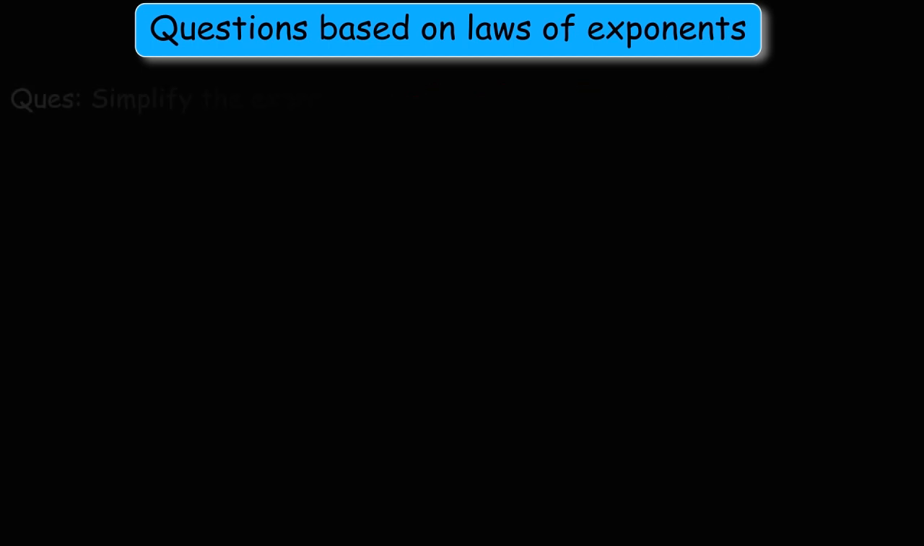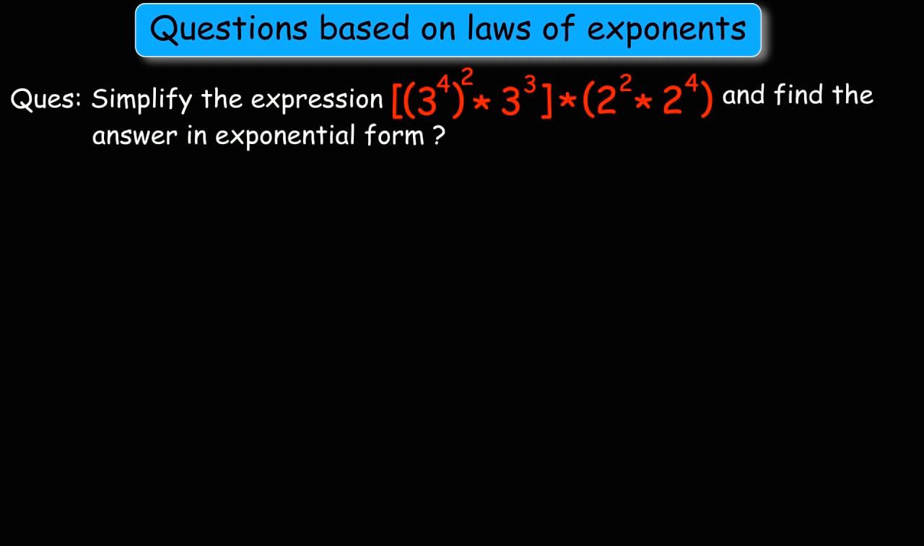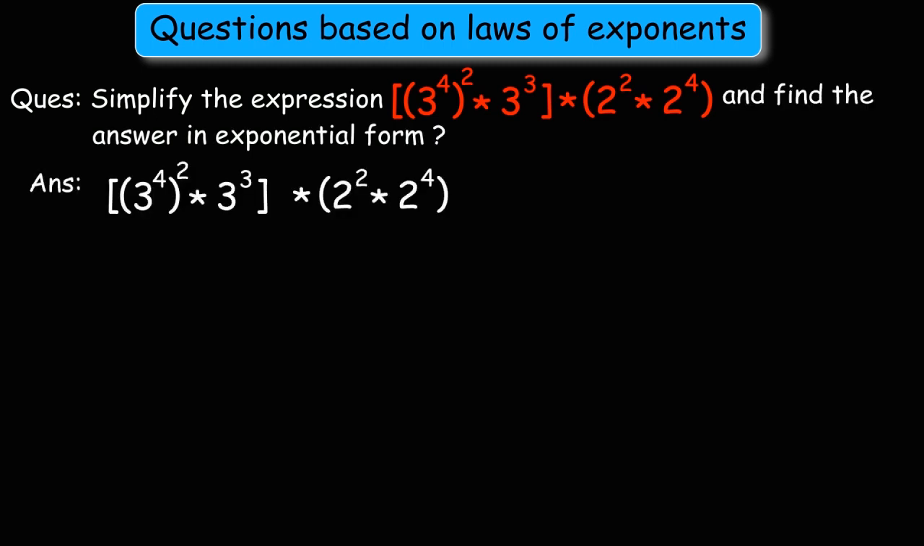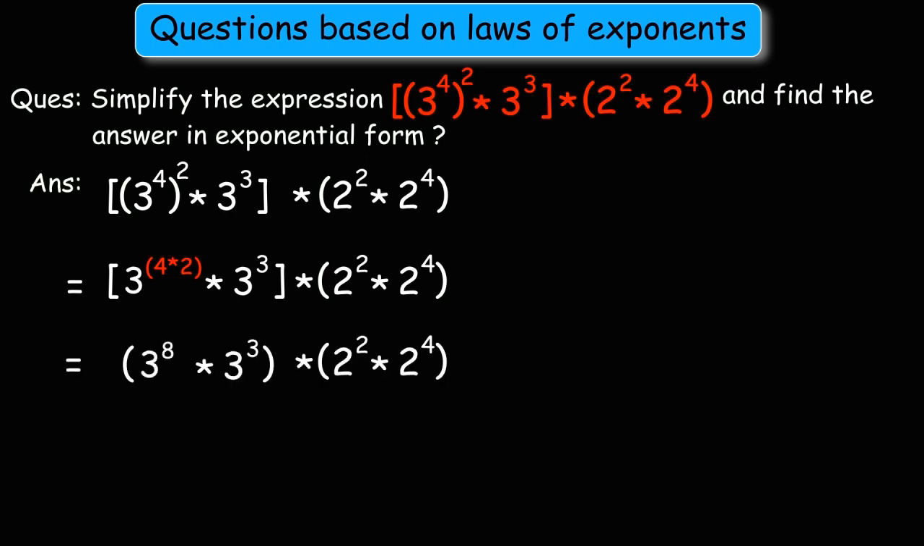Next question. Simplify the expression 3 to the power of 4, that to the power of 2, times 3 to the power of 2, times, in brackets, 2 to the power of 2 times 2 to the power of 4. And find the answer in exponential form. So we will first start off with the power of a power. 3 to the power of 4 and that entire thing to the power of 2. So here we have to multiply the exponents, so 3 to the power of 4 times 2, which becomes 3 to the power of 8, and then we multiply that with 3 to the power of 3, and that is in brackets.